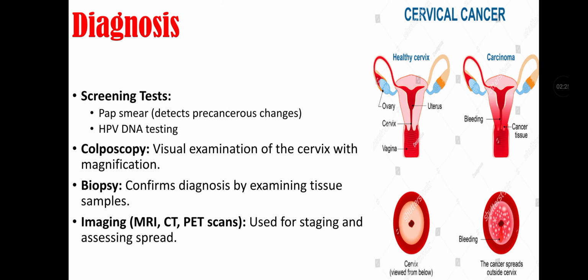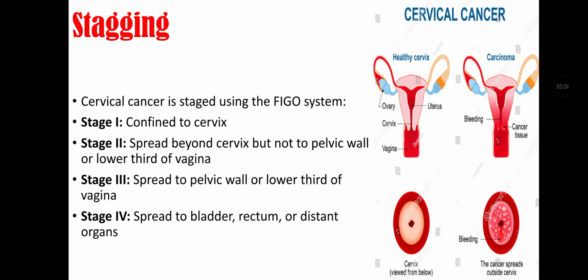Diagnosis of cervical cancer. First we do a screening test, in which we can do a pap smear that detects precancerous changes, and another thing that the doctor can do is human papillomavirus DNA testing. At the second step of diagnosis, the doctor can do colposcopy, that is visual examination of the cervix with magnification. At the third step of diagnosis, the doctor can do biopsy that confirms diagnosis by examining tissue samples. At the fourth stage, we can do imaging, that is maybe MRI, CT, or PET scan that is used for staging and assessing spread.